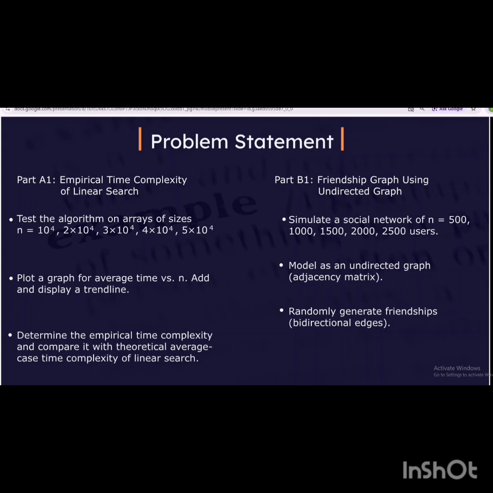For part A, we are investigating the empirical time complexity of linear search, where we would test the algorithms on arrays of different sizes, plot a graph of average time versus n, add a trend line, and then compare the observed results with the theoretical average case complexity of linear search. For part B, we are simulating a friendship graph using an undirected graph model. Our goal here is to understand how theoretical complexities translate to real-world runtime and how social networks behave mathematically.